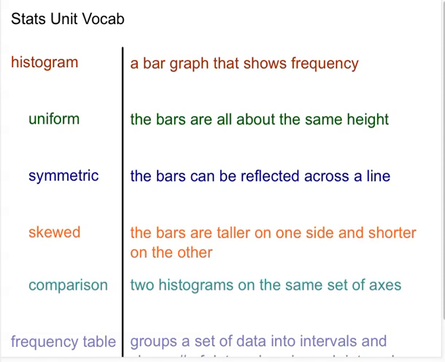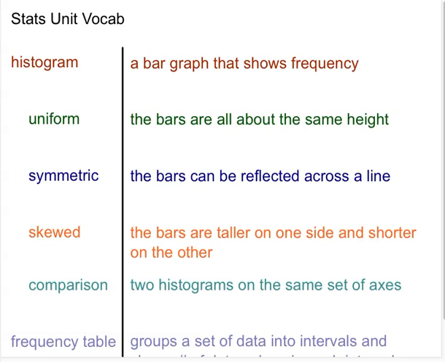In this lesson, we're going to learn about histograms. A histogram is a bar graph, but it shows frequency, which means how often a set of data values occurs. So a histogram is good to use when you have a lot of different data values and you can group them together. Three different types of histograms.